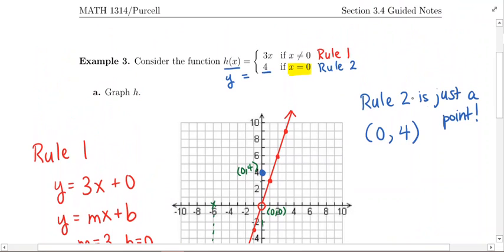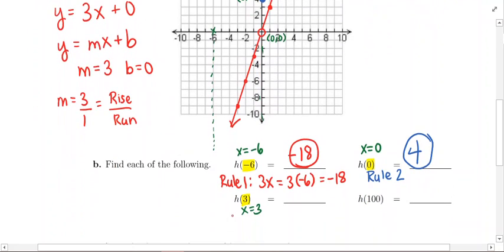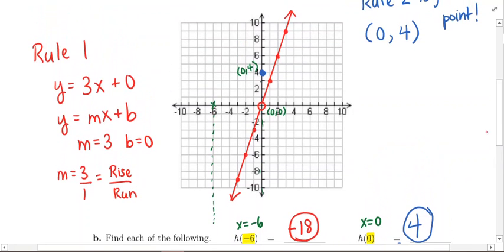So you would use the first rule, 3 times x. You would do 3 times x, x is 3, you should get 9. So the answer is 9 here. If you go to the graph, you could see this. If x is 3, that's right here. Find the point on the graph. That is (3, 9). So an input of 3 gives you an output of 9.